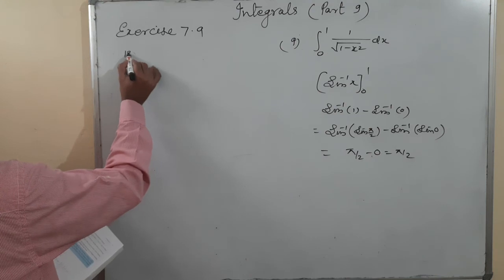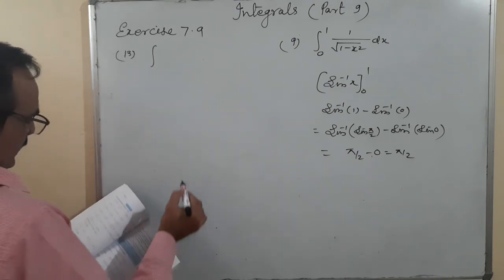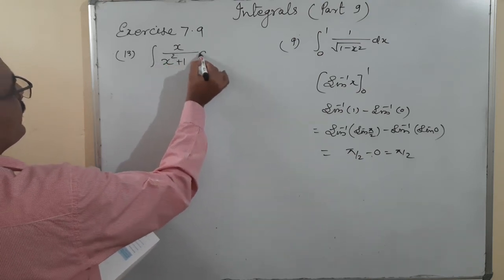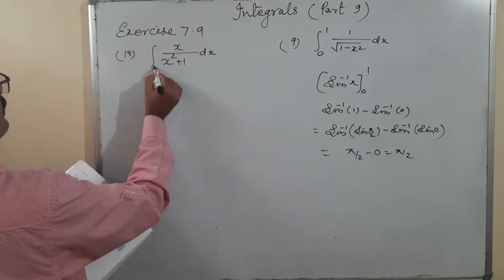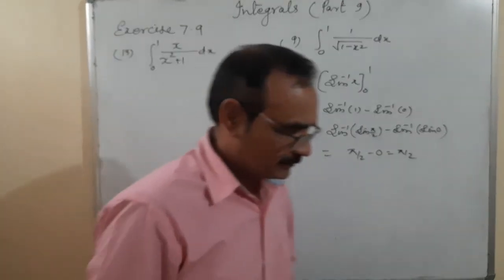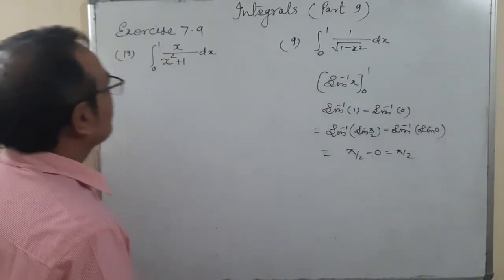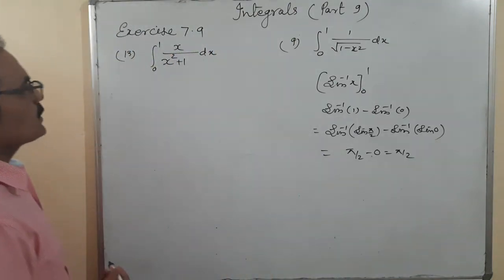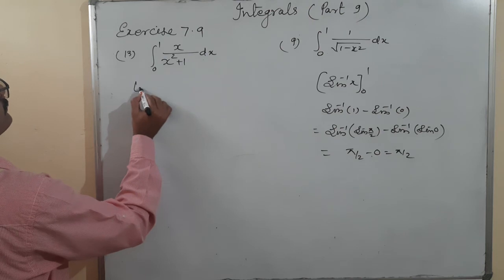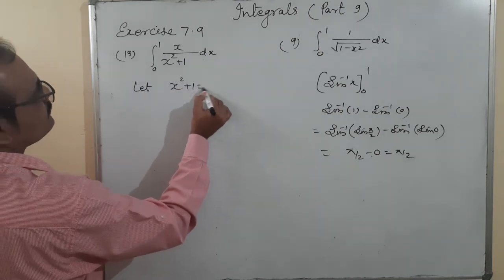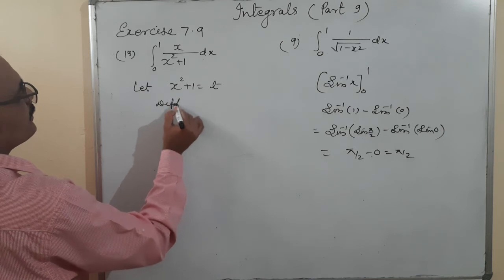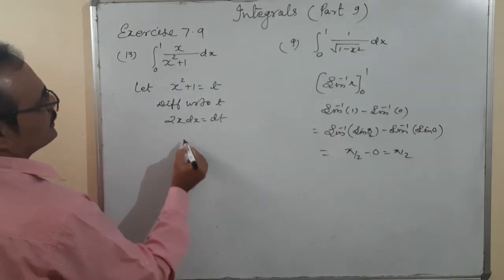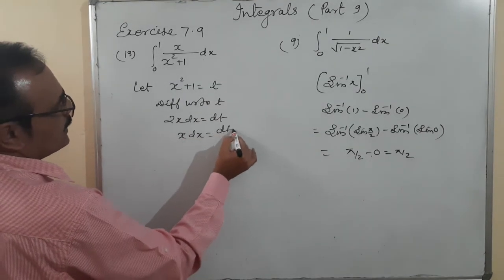Question number 13. Integral of x upon x square plus 1 dx, limit 0 to 1. Here we can use the substitution. Let x square plus 1 is equal to t. Differentiating, 2x dx is equal to dt. So therefore x dx is equal to dt by 2.